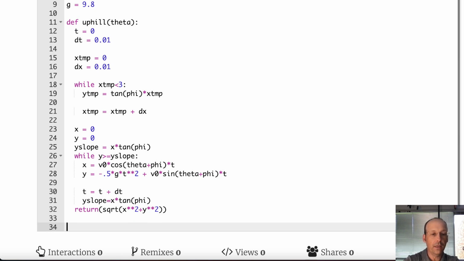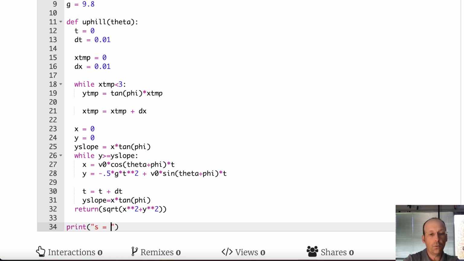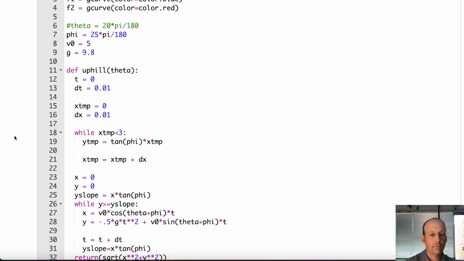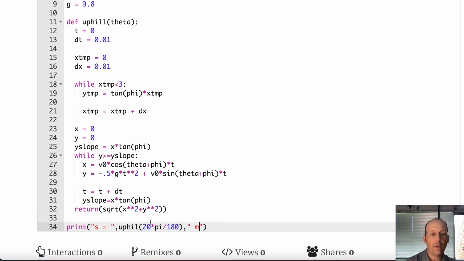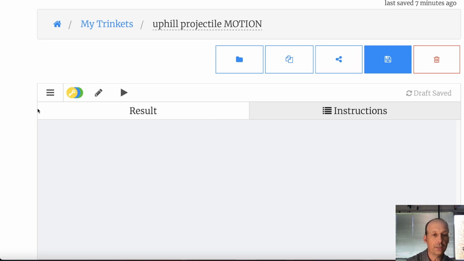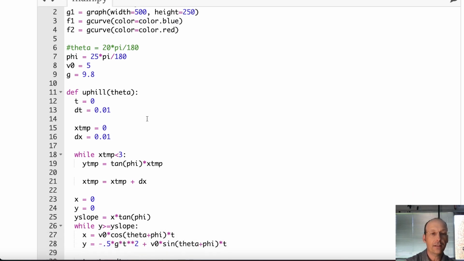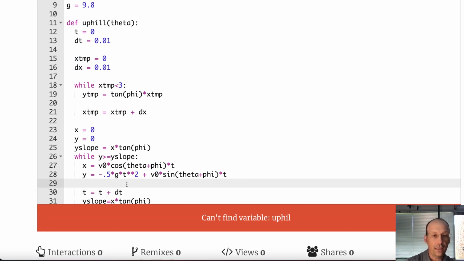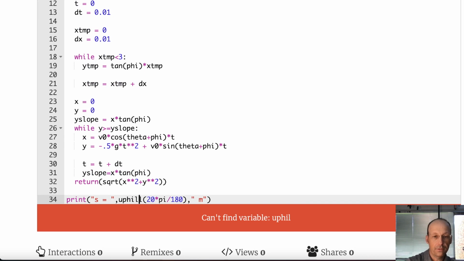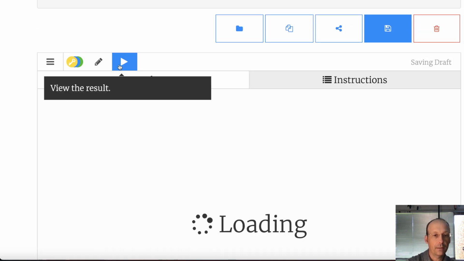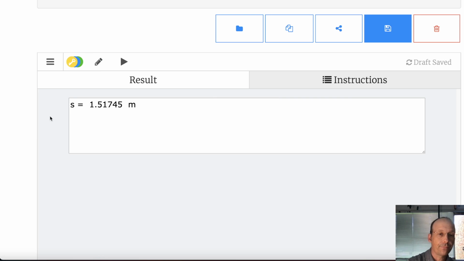I had theta as 20, so I'm just going to say print s equals uphill 20 times pi divided by 180, and that should be meters. Let's just see if it works. So I'm running this function once with the same value. I didn't return that value before, but we should at least see if it kind of works. And it can't find it because I can't spell again. The classic case of me leaving off letters. Uphill. Okay, so I think it's working.